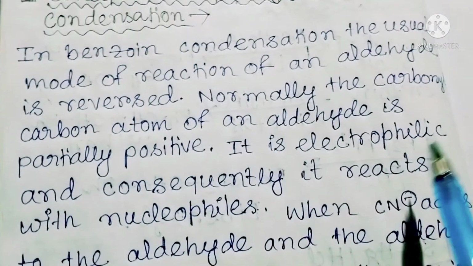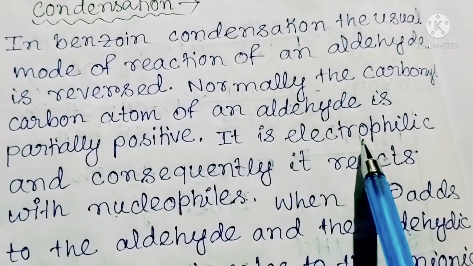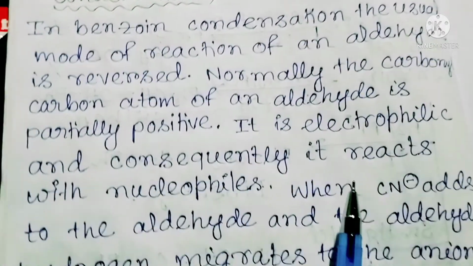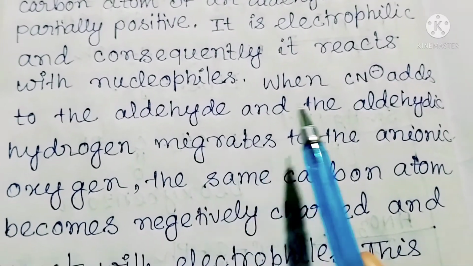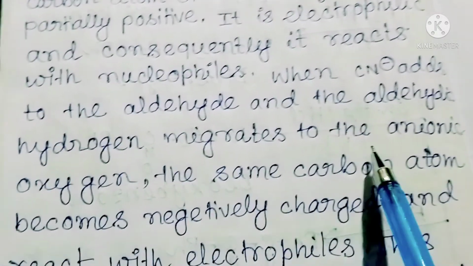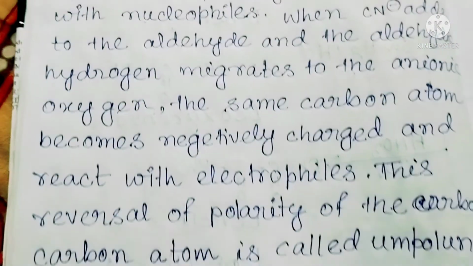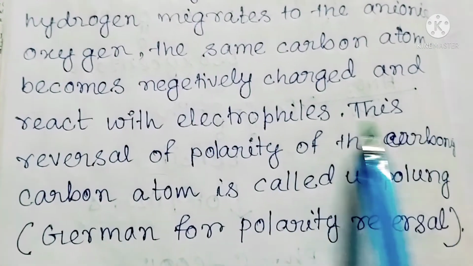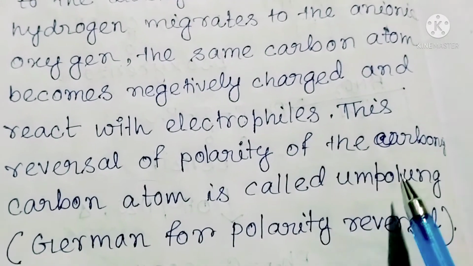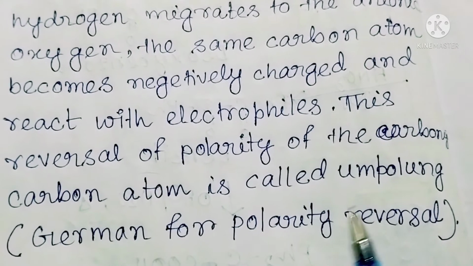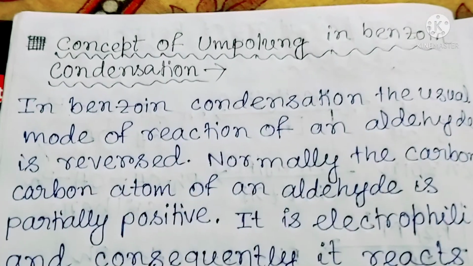Normally the carbonyl carbon atom of an aldehyde is partially positive and electrophilic, and consequently it reacts with nucleophiles. Now, when cyanide ion adds to the aldehyde and the aldehydic hydrogen migrates to the anionic oxygen, the same carbon atom becomes negatively charged and reacts with electrophiles. This reversal of polarity of the carbonyl carbon atom is called Umpolung, and Umpolung is a German word for polarity reversal. Do you understand the concept of Umpolung in benzoin condensation?